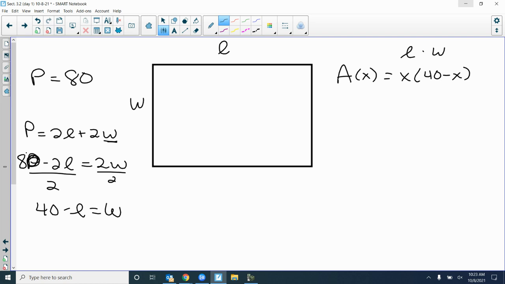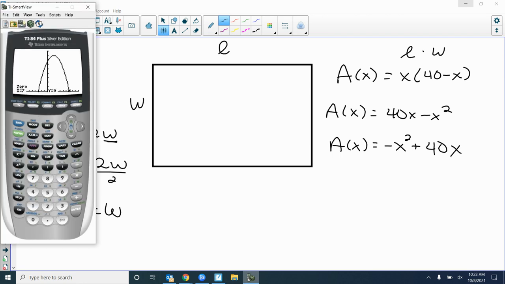So if x is my width, I just flip-flop the length and the width. If x is my width, then 40 minus x is my length. And so I get A of x equals 40x minus x squared. A of x equals negative x squared plus 40x. I'm just curious what this looks like. So y equals negative x squared plus 40x.